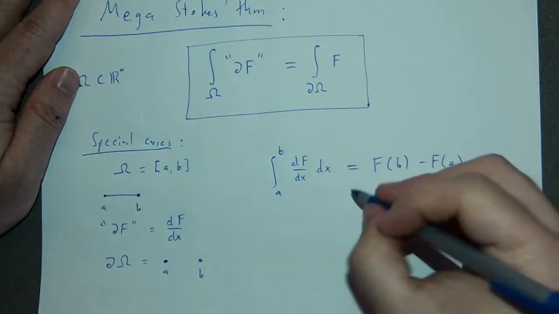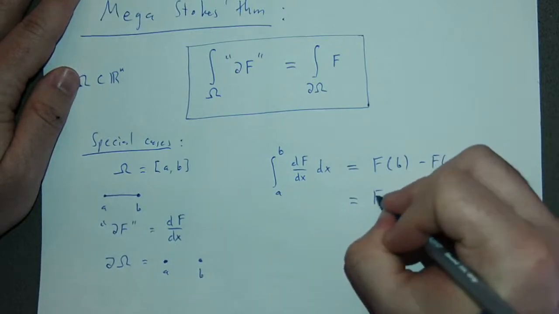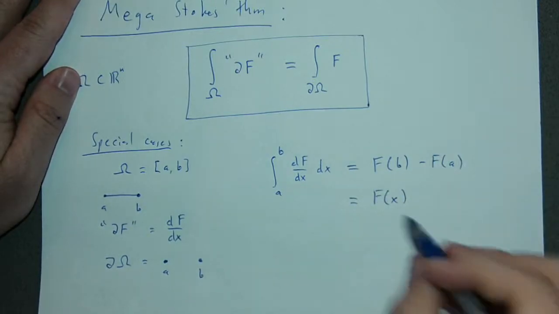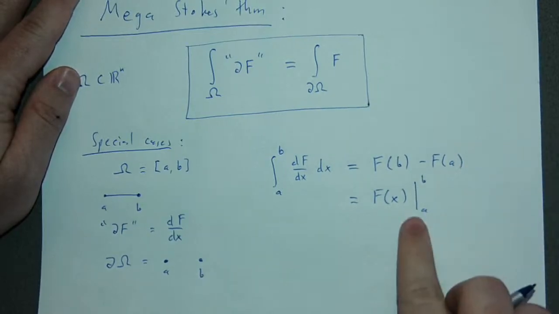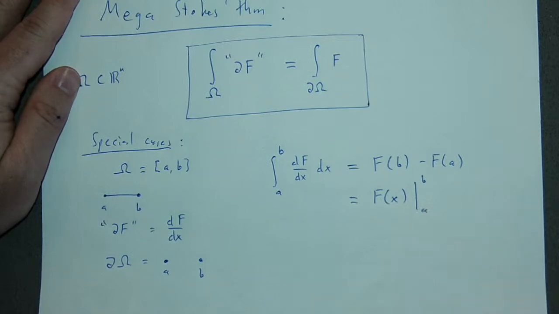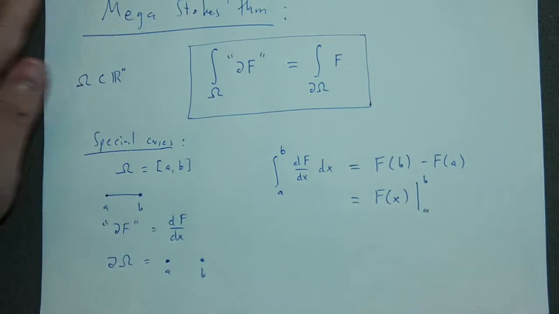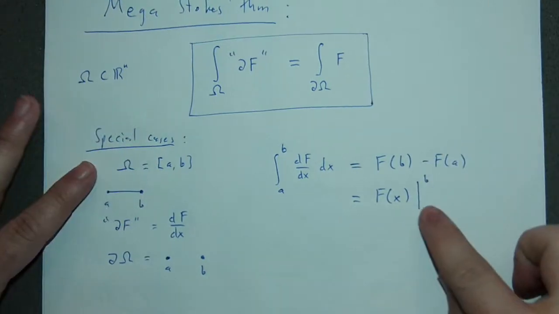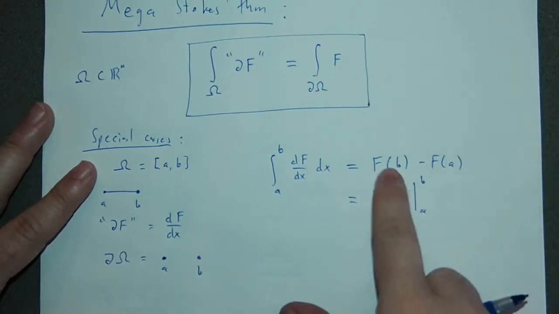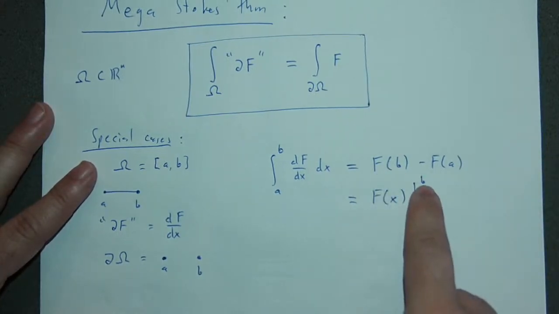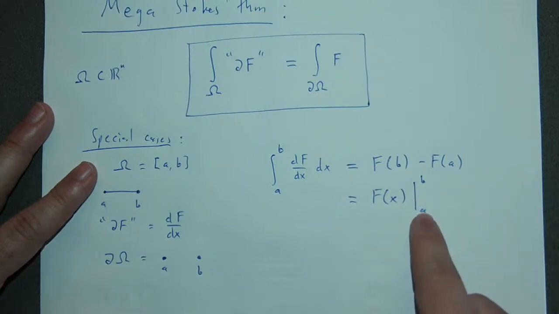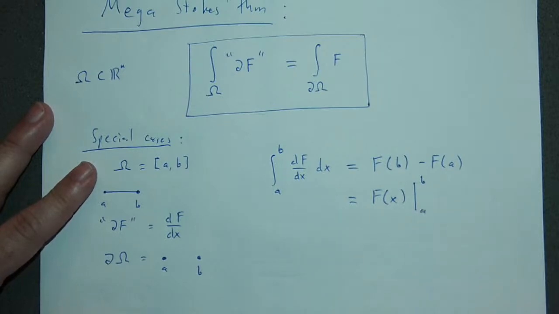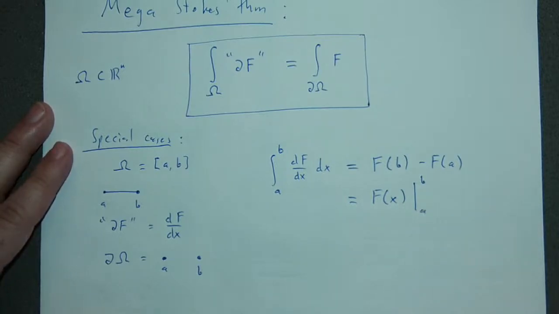But in Calc 1, you had another way of writing this. Another way of writing this, as we've written it several times in this course, is big F of x evaluated from a to b. What does evaluated from a to b mean, right? That's in quotes, because what does that mean? Well, it means exactly this thing. You plug in the top endpoint, b, and subtract from this quantity, plugging in the bottom endpoint, a. That's the evaluation from a to b. That's how we define this in Calc 1.